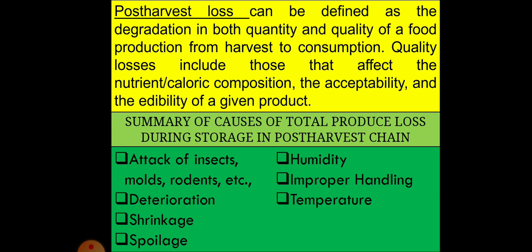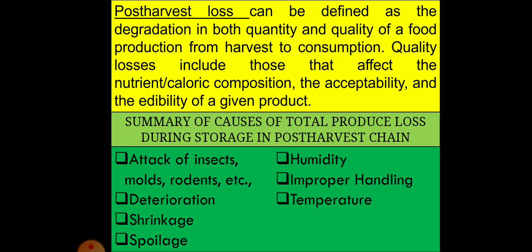So what are post-harvest losses? Post-harvest losses can be defined as the degradation in both quantity and quality of the food production from harvest to consumption. Quality losses include those that affect the nutrient composition, the acceptability, and the edibility of the given product. So, for example, those infected commodities that are not edible anymore, and those wilted leafy vegetables, those are not edible anymore.